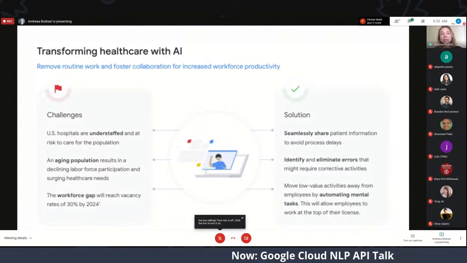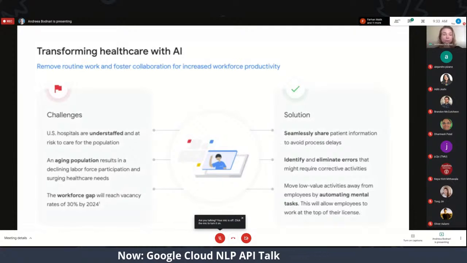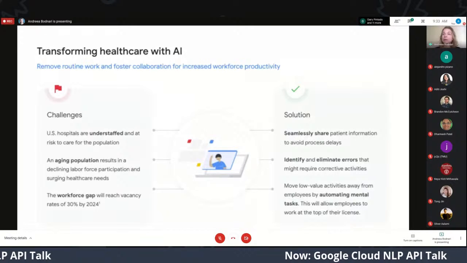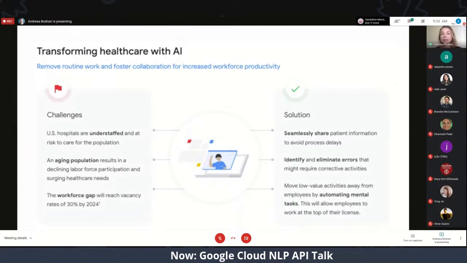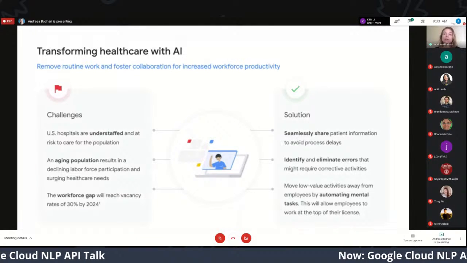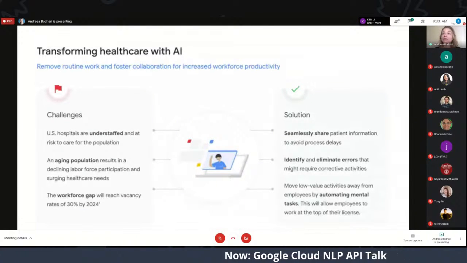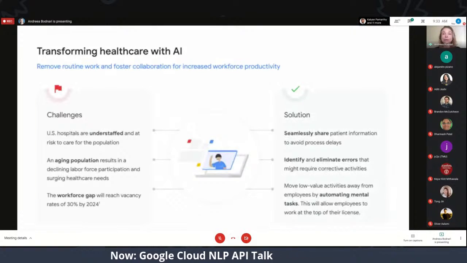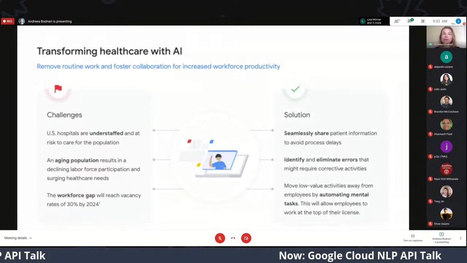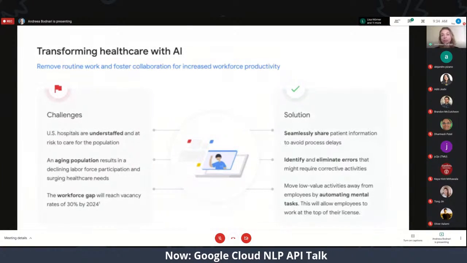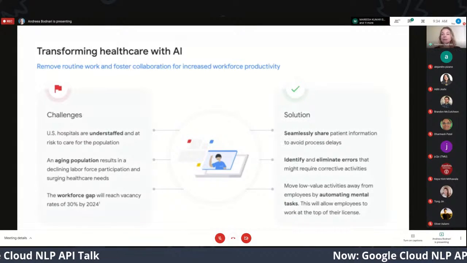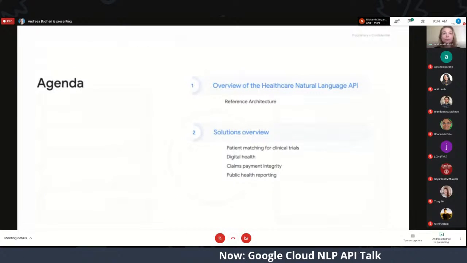So we developed a solution that can enable both healthcare workers and healthcare institutions to seamlessly share patient information to avoid process delays. This solution will help with identification and elimination of errors that might require corrective activities to be performed by humans. At its core, the solution will help move low-value activities away from employees by automating mental tasks, enabling employees to go back to working at the top of their license.